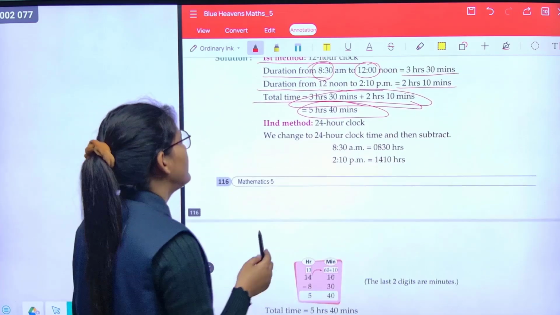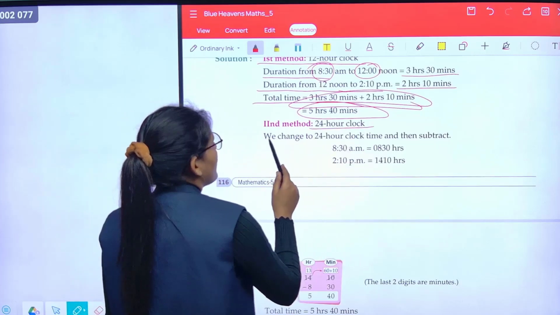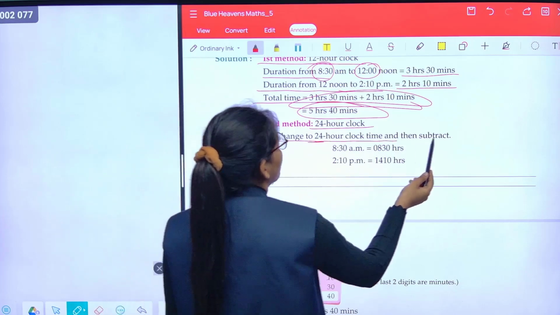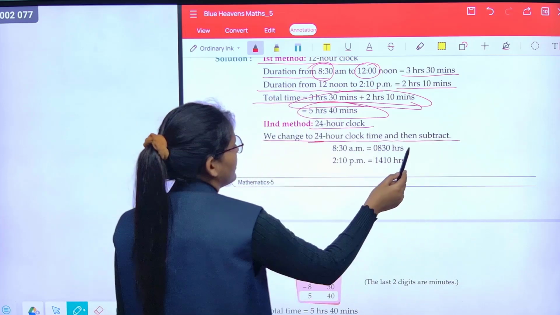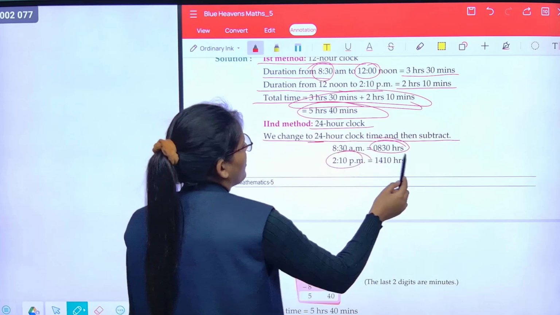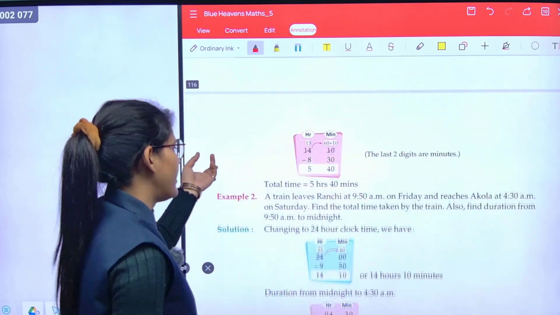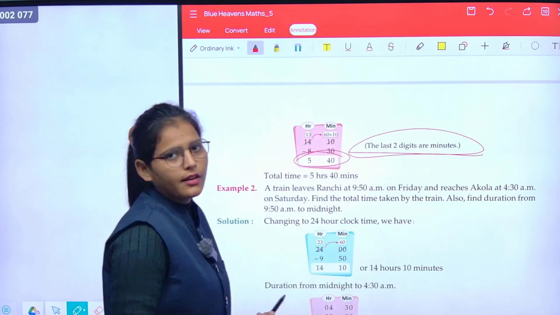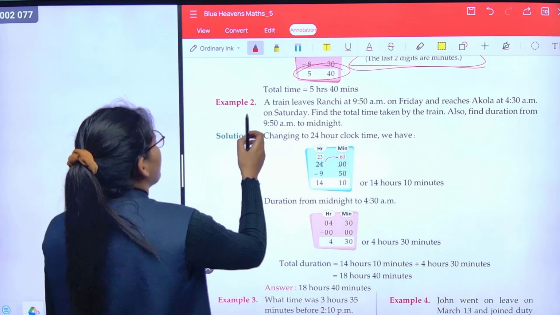Now class, second method, 24-hour clock time. According to the 24-hour clock, we change to 24-hour clock time and then subtract 8:30 from 14:10, like this. Then subtract, so it is 5 hours 40 minutes. So our answer will remain the same. Okay, now example number 2.